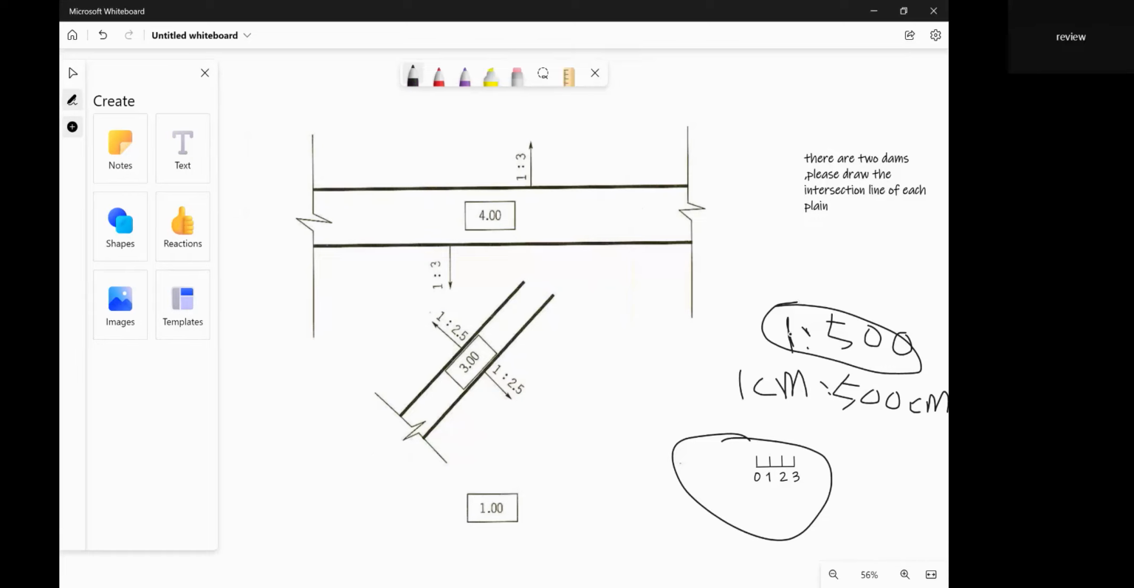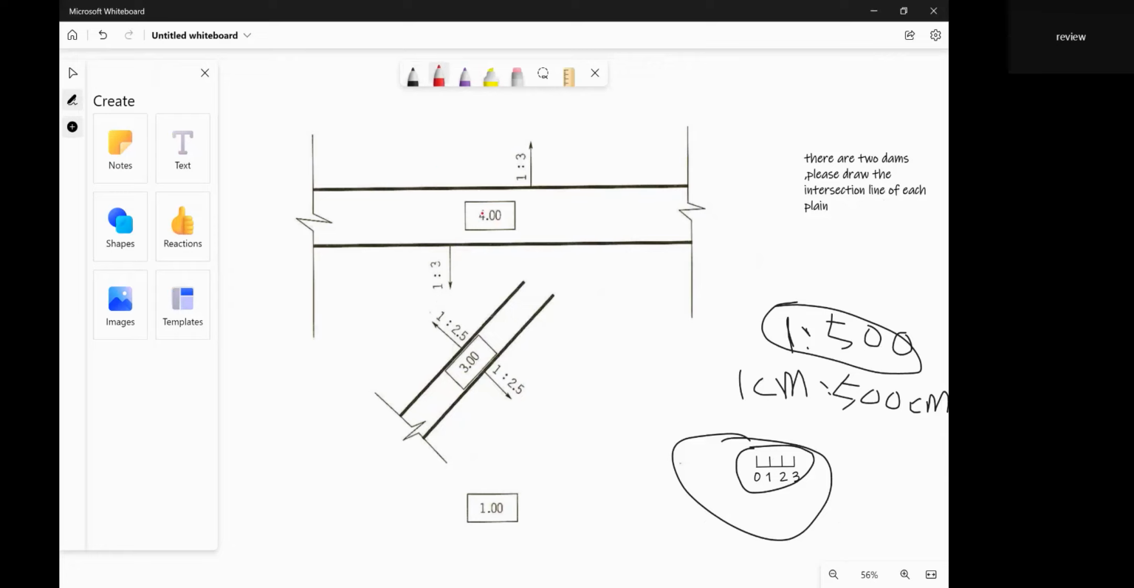Because it is not paper, I have to use this one. You use this kind of scale ruler to measure the distance. Okay, so let's go on. I will show you the result, how to draw it.